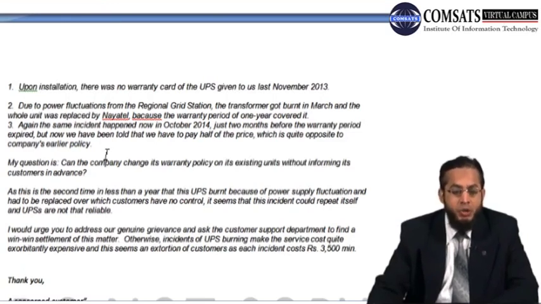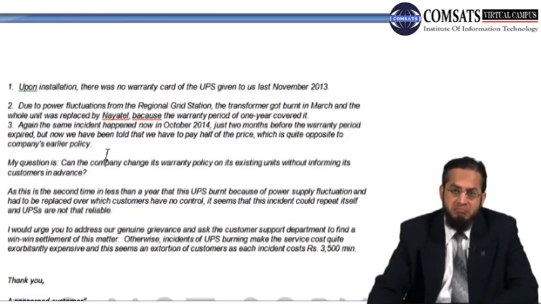Second point, due to power fluctuations from the regional grid station, the transformer got burnt in March and the whole unit was replaced by Neatel because the warranty period of 1 year covered it. What happened? In the month of March, because of power fluctuation, the UPS got burnt and it was all replaced by Neatel without any extra charge. Point number 3, again the same incident happened now in October 2014.